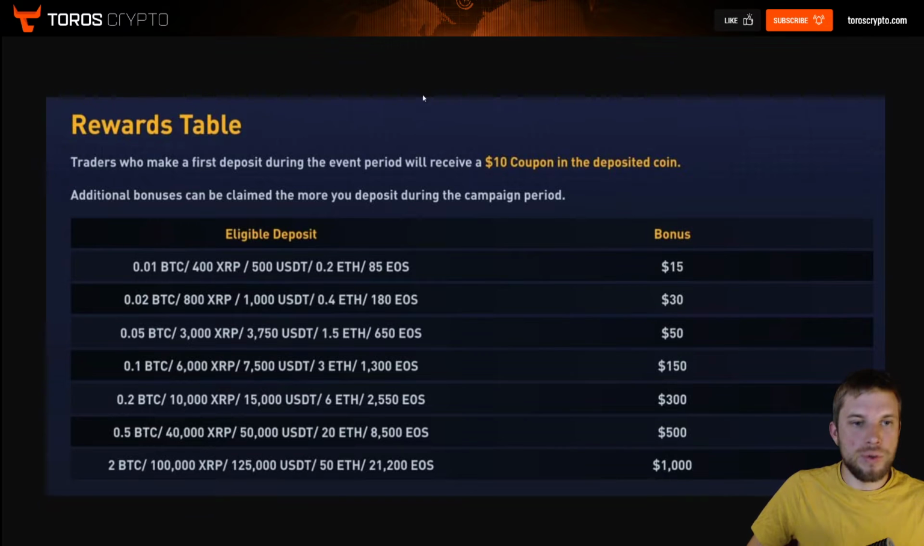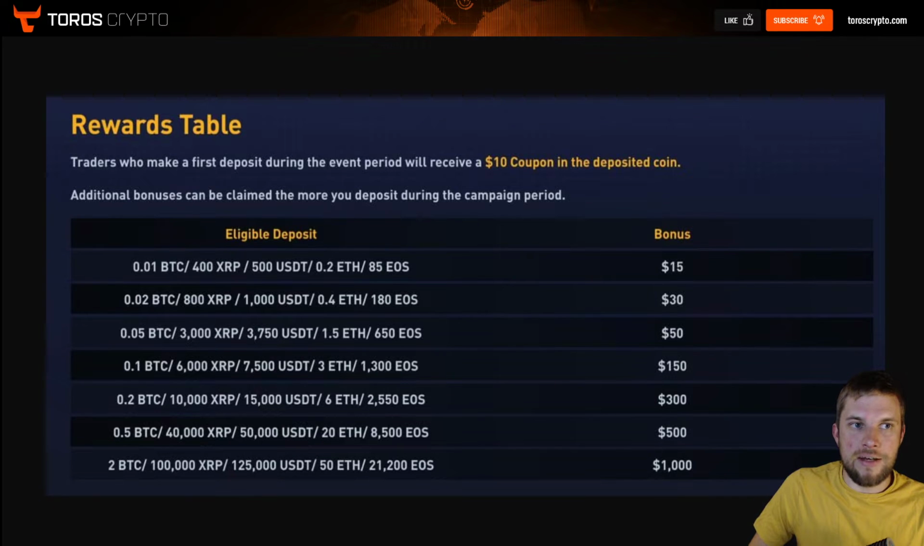So the standard reward on Bybit is, if you make a deposit onto their account, you will receive a minimum $10 coupon that is deposited into your account. So even if you deposit $1 worth of Bitcoin, you'll receive a $10 coupon that can be traded on their account. This will increase depending on the amount that you deposit. If you deposit 0.01 BTC, you'll receive an additional $15 bonus. If you deposit 2 Bitcoin, you'll receive an additional $1,000 bonus.